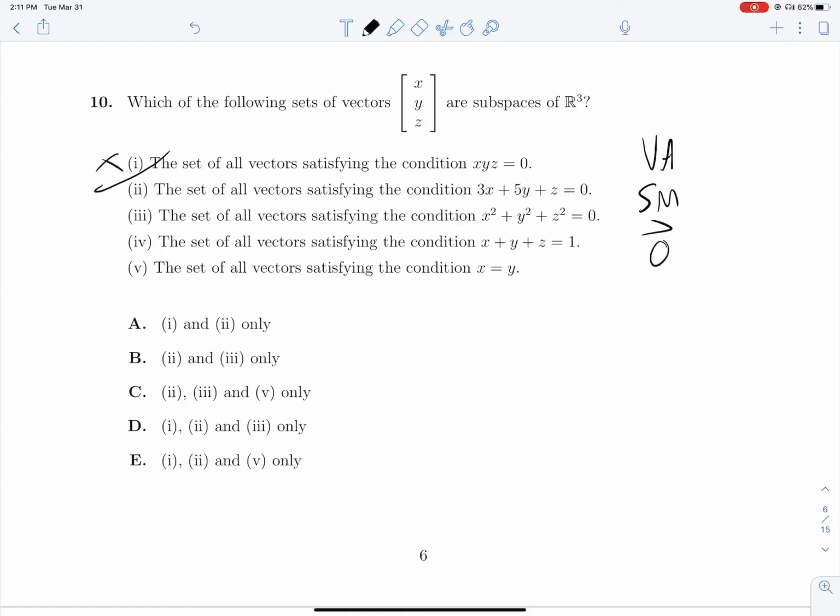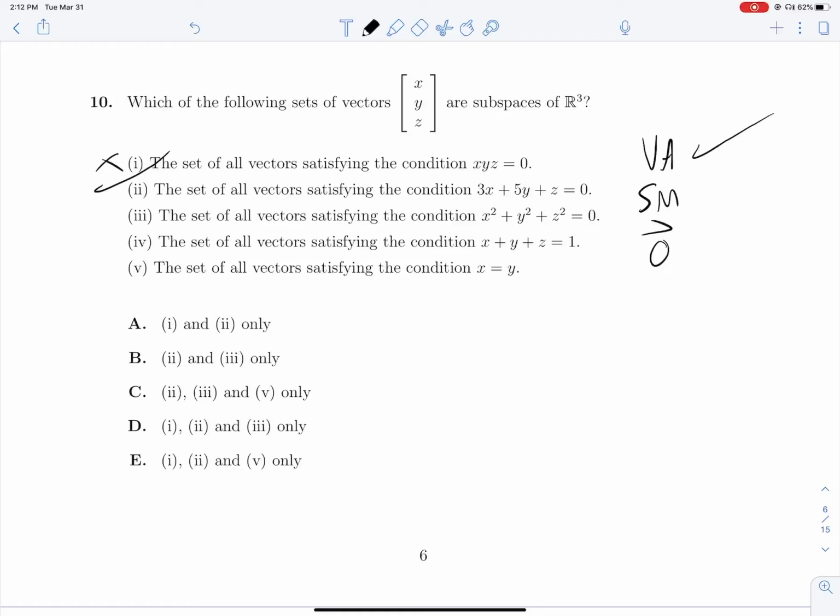So 2 is good. What about 3? Well, that is just the origin. That is a circle of radius 0 at the origin, because if we take any vectors that are the origin and add them to another vector at the origin, we're going to stay at the origin. So we fulfill vector addition.